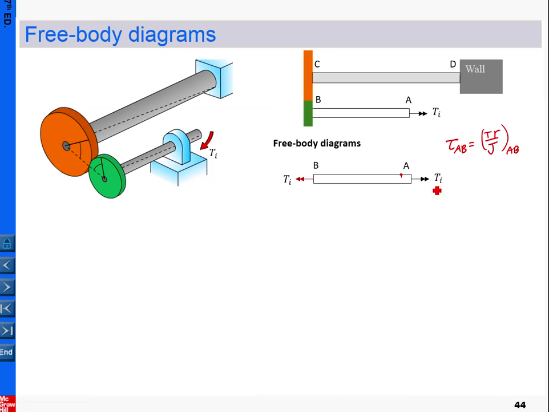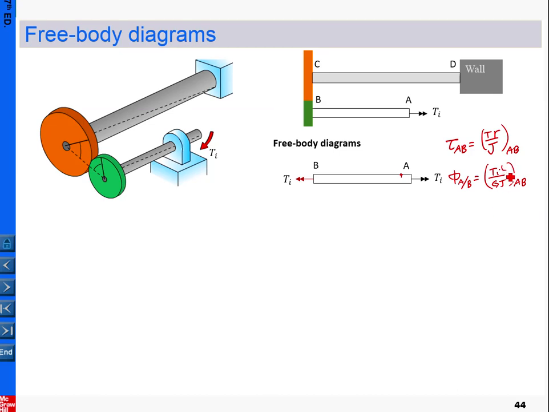And on the other side, we can also calculate the angle of twist, for example A relative to B, and again the formula is TL over GJ. And again here, whatever the information pertaining to AB, so for example T is the torque in shaft AB, which for this case equals Ti here.